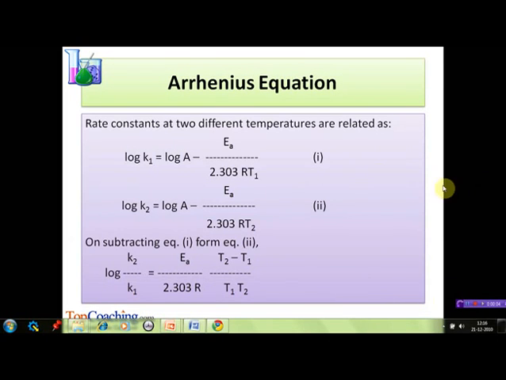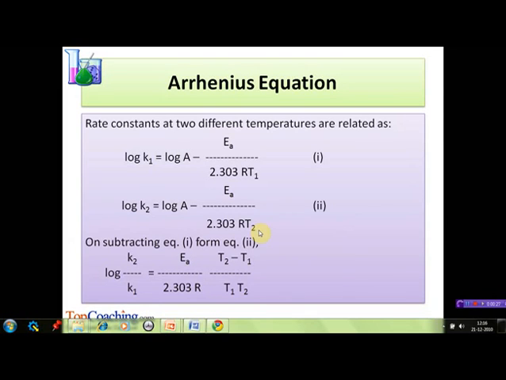At two different temperatures, say T1 and T2, if the rate constants are K1 and K2 respectively, then we can write the Arrhenius equation for each temperature as log K1 is equal to log A minus EA divided by 2.303 RT1 and log K2 is equal to log A minus EA divided by 2.303 RT2.